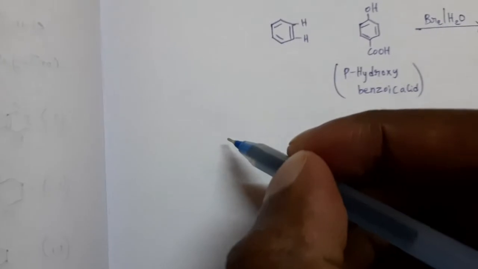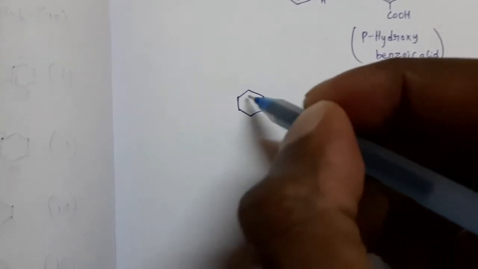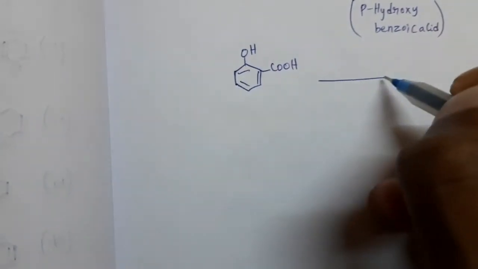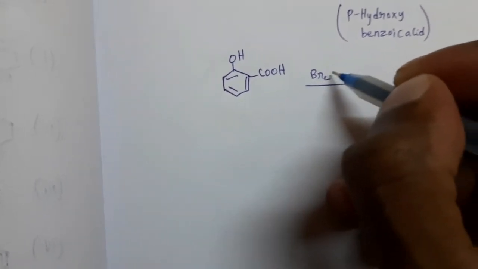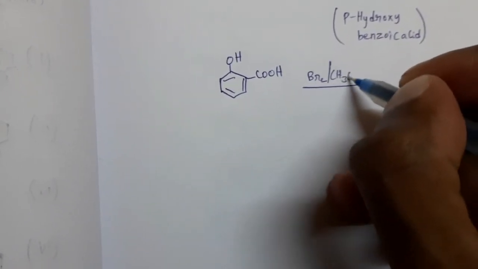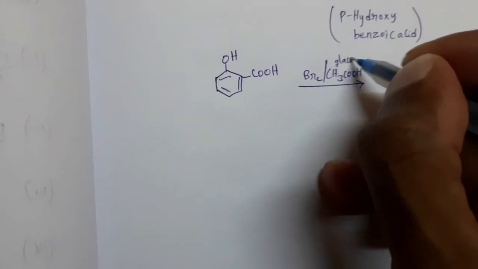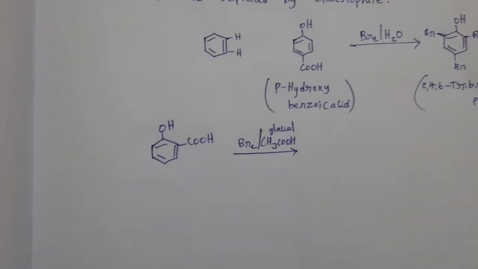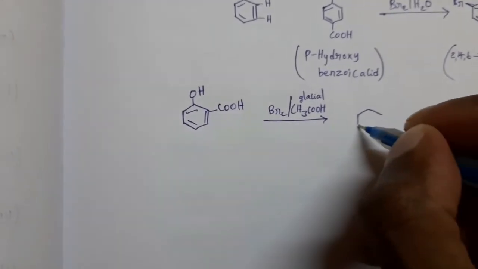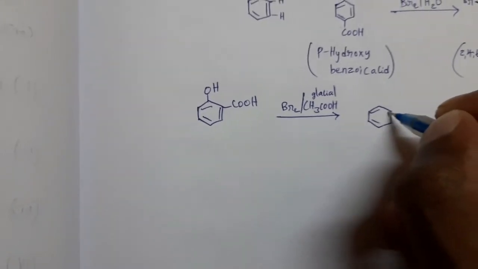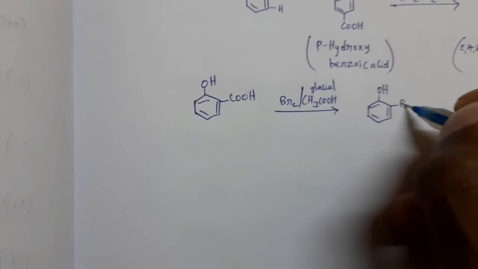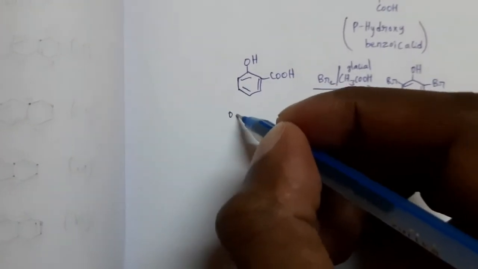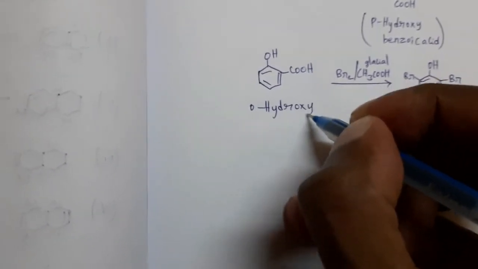And the same, if carboxylic group is present at ortho position, then also we can observe this ipso substitution reaction. Br2 in H2O or Br2 in glacial acetic acid give this ipso substitution product. So product is this one, Br, Br, Br. This is ortho-hydroxy benzoic acid.